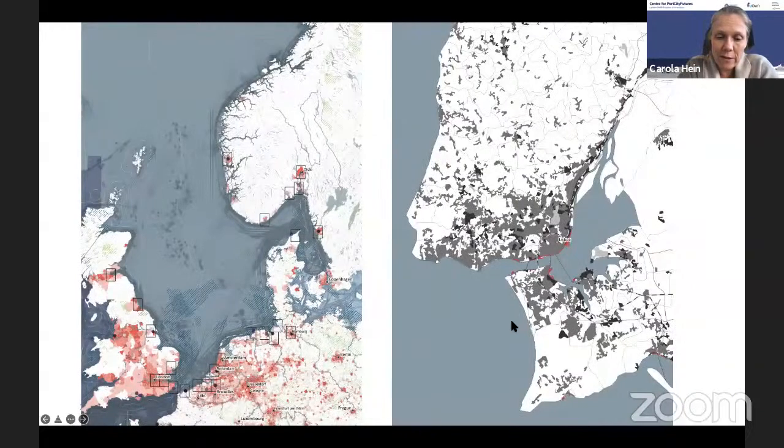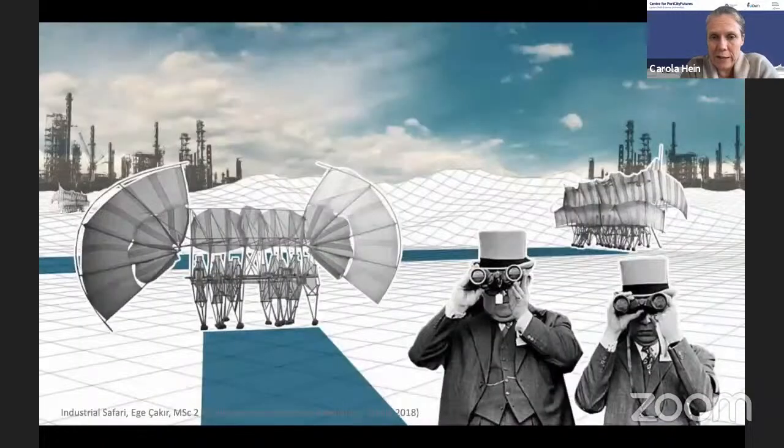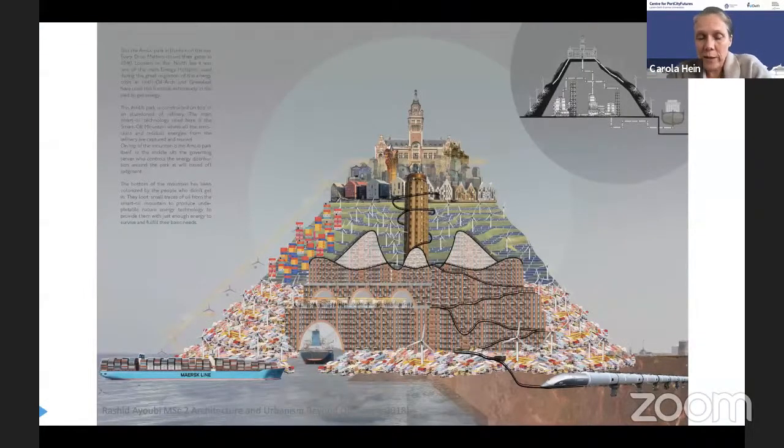So this is a book that we're currently developing. But I'm also using this approach for student teaching. And since I'm in an architecture school, these kinds of stories can then turn into student projects like this one, which is also for Dunkirk, where the students rethink the relationship between sea and land.